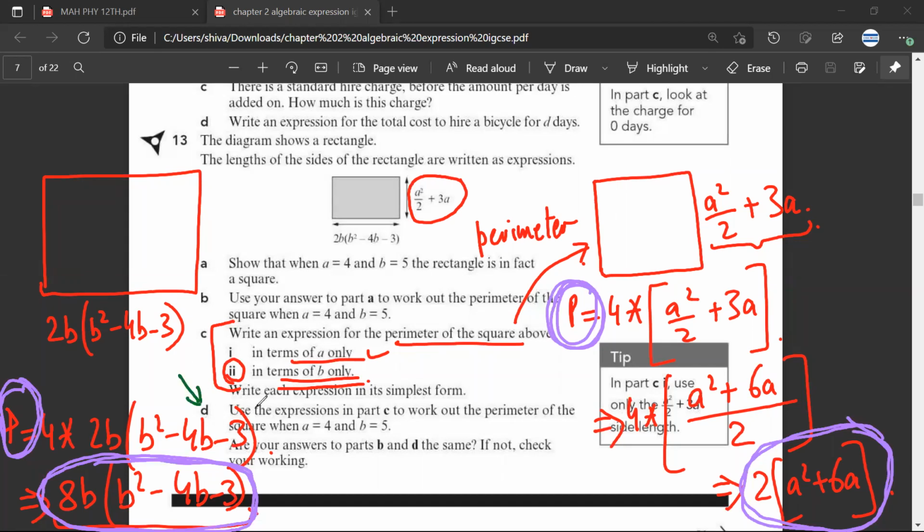In D part, what they are saying is use the expression in part C. That is this expression and this expression to work out the perimeter of the square when a is equal to 4 and b is equal to 5. So basically, you have to put a is equal to 4 here and you have to put b is equal to 5 here. Mr. Sarthak, is it making sense or not? Yes, sir. Mr. Satya, is it making sense?